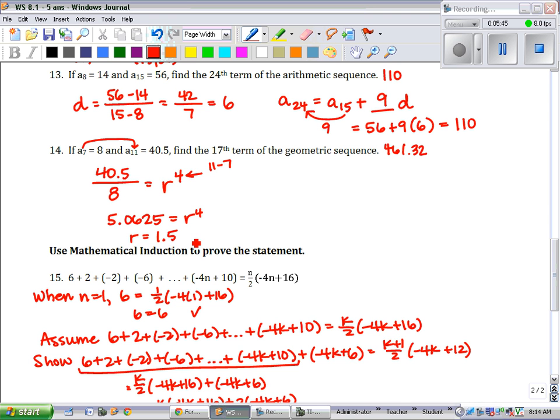Why would it? No, it can't be because I'm taking the 4th root. Yeah, but for all I know, it's going positive, negative, positive, negative, positive, negative. Right? And we just got both positive terms.